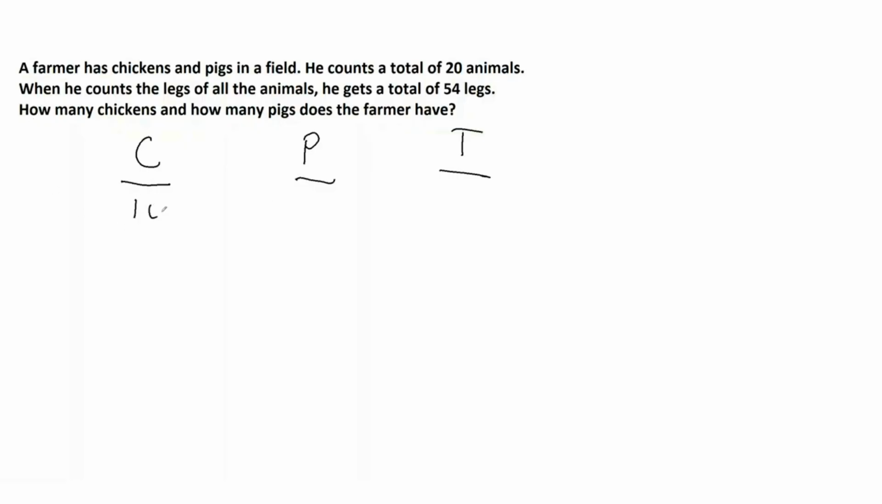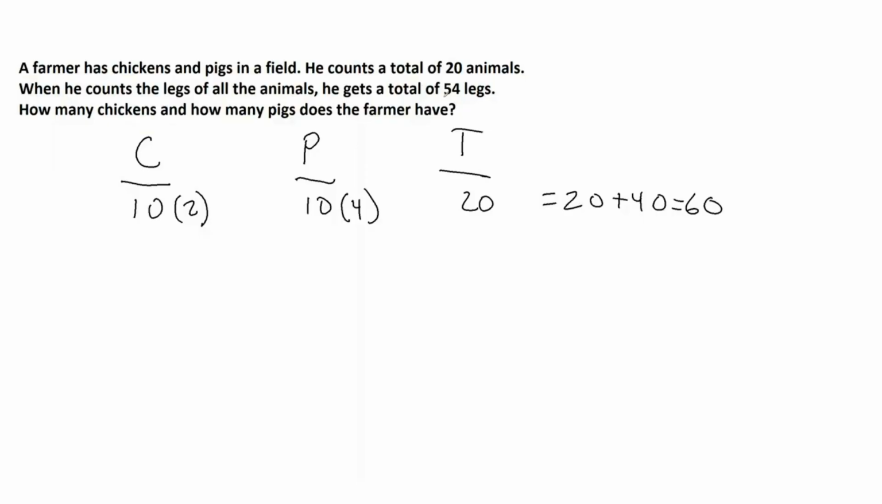I'm going to guess first 10 chickens, and therefore I would have to have 10 pigs, gives me a total of 20, okay? Now, chickens I know have 2 legs, so 10 times 2. Pigs have 4 legs, so 10 times 4. Now, ultimately with this, we have chickens times 2 legs, that'll be 20 legs. Pigs, 10 of them times their 4 legs, and that will give us 40 legs. And 20 plus 40 is 60 total legs.